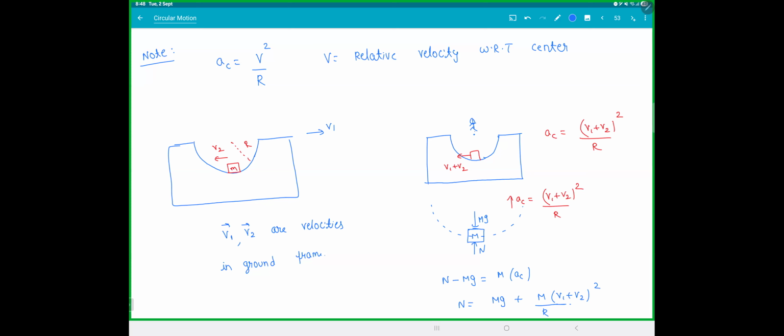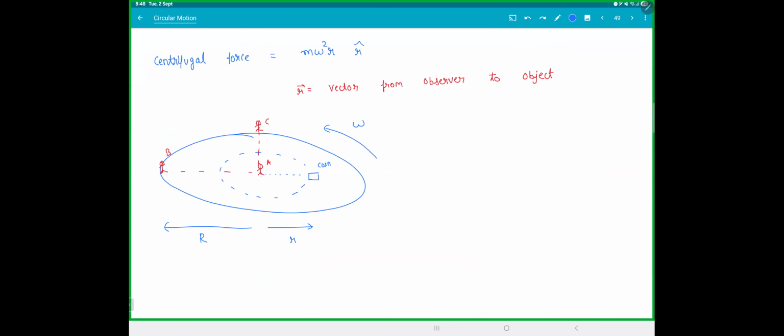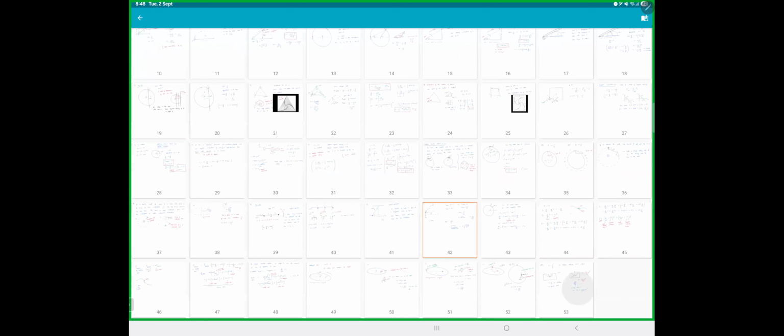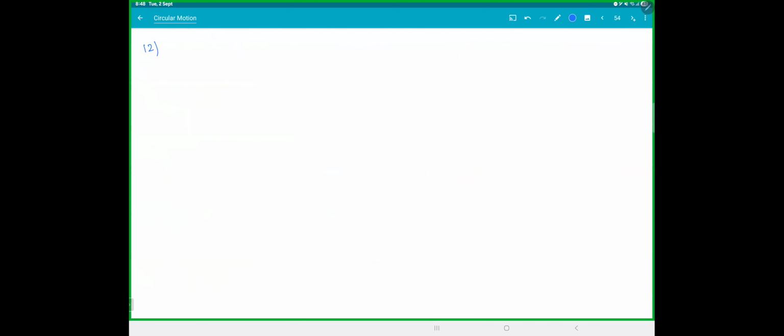Clear with this? So let's see a few questions. I'll show you with both the methods. I think that should make things more clear. There is too much math here. Let's start off with some easy questions and we'll slowly bump it up.